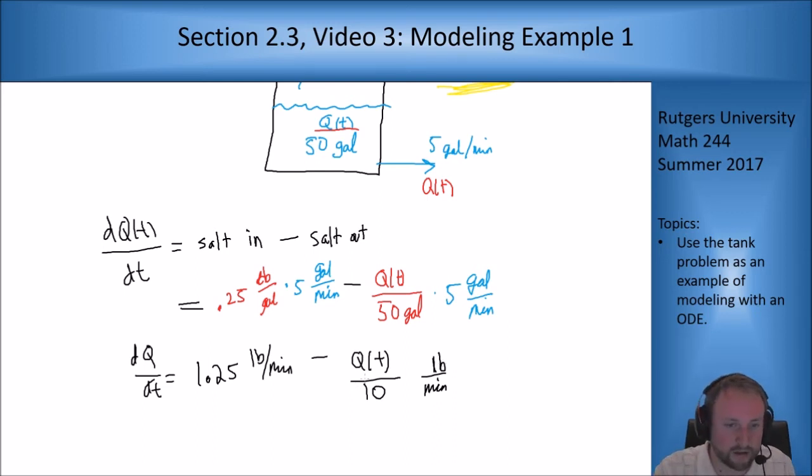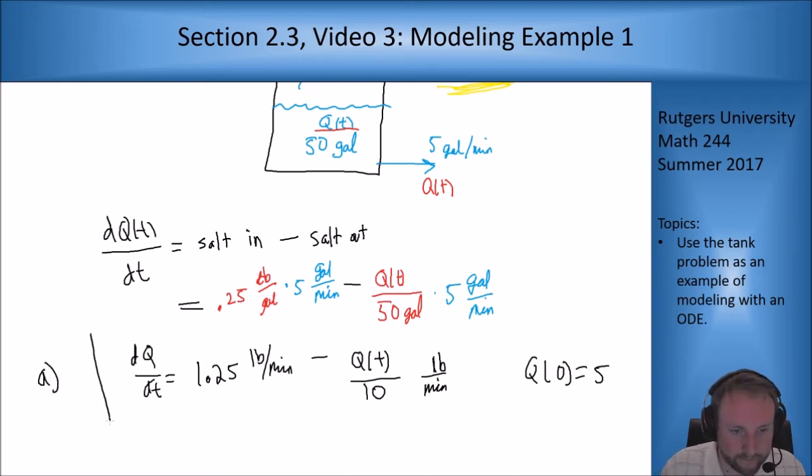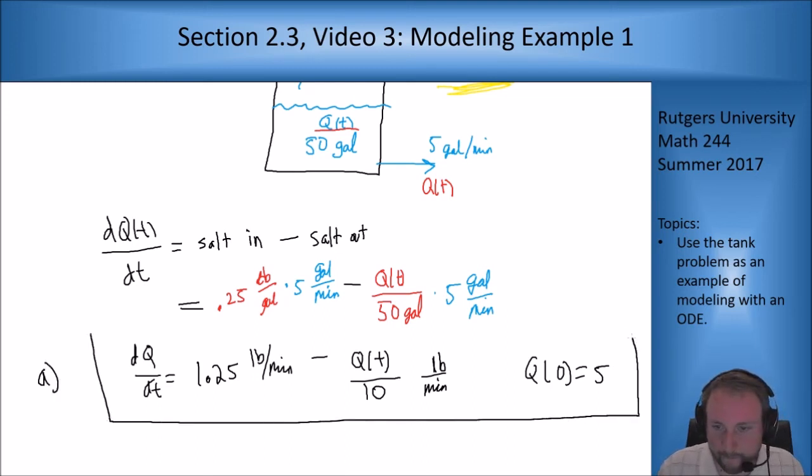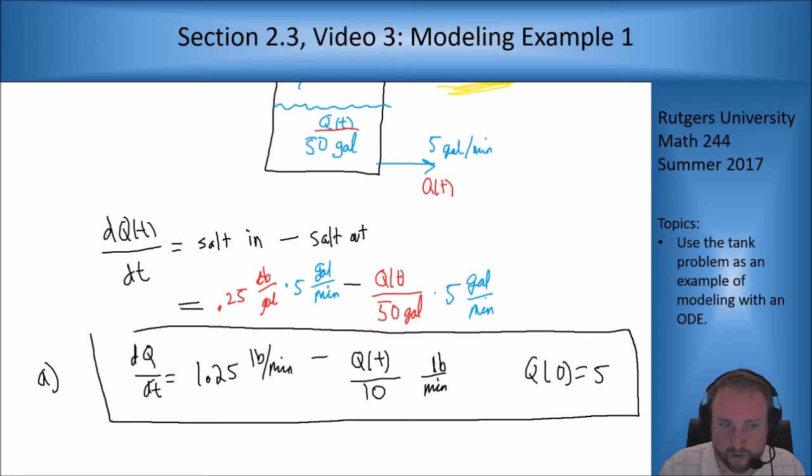Okay, so we have this, and we have an initial condition that we had above, Q of 0 equals 5. So this is the answer to part A. We have built a model for this tank problem. All right, make sure you're good with that. We can talk about this more again in class if you want, but make sure you're good with that.